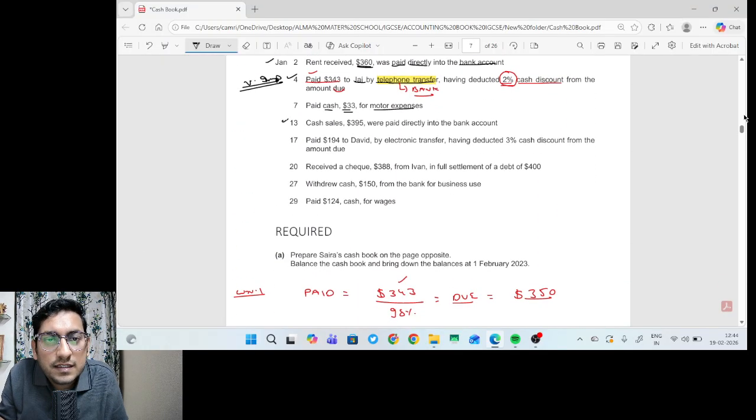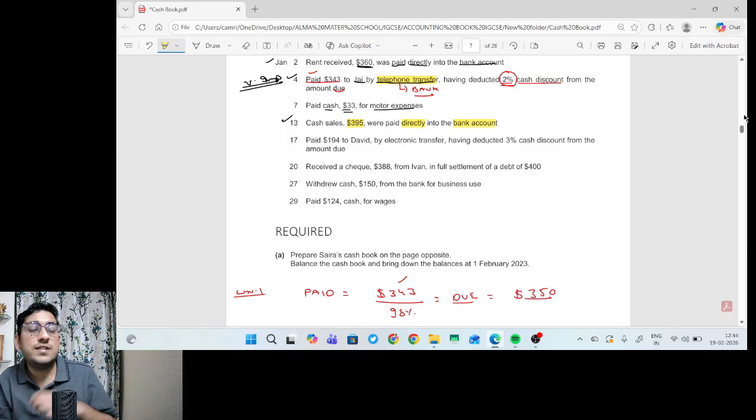Next entry on 13th Jan, cash sales $395 were paid directly into the bank account. So the question is cash sales. Now cash sales means we received money immediately for the sales we have made. So when we received money immediately, we can receive through two modes, either through cash mode or through bank mode. So cash sales not only means that we have received cash only. Cash sales means when the transaction is settled immediately, right? You go to a shop, you can pay either through your UPI, through your debit cards, credit cards, or you can give the physical cash. So both are cash sales only.